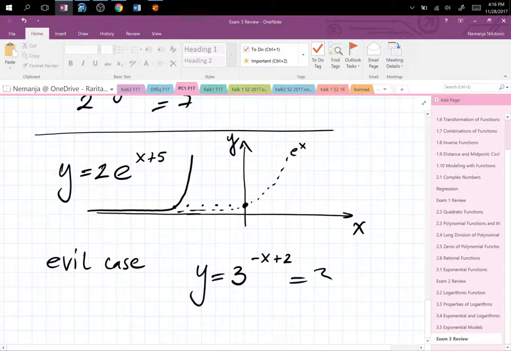It's minus 2. Boom. So, the minus is going to do reflection as you suggested, but then you see that negative 2, it's shift to the right.